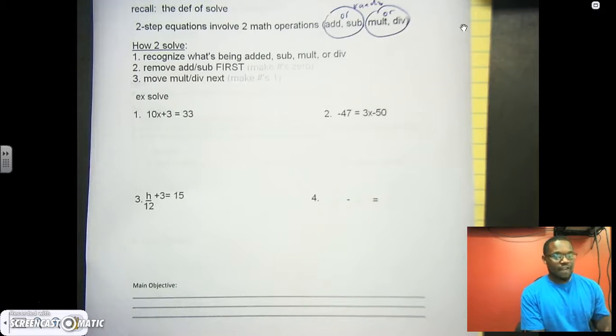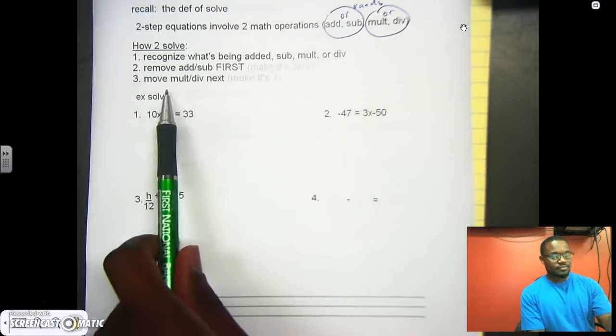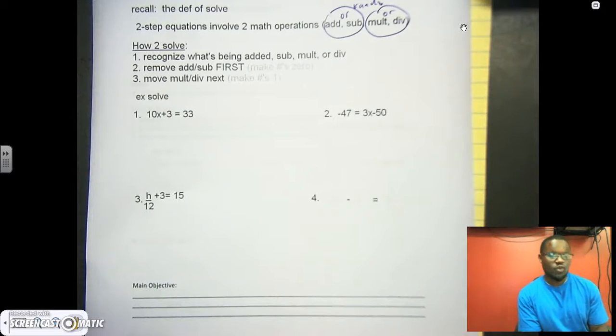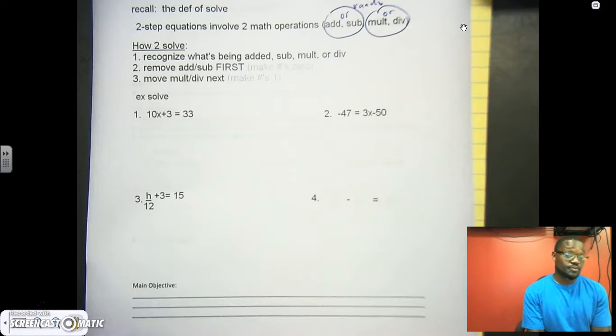Then, after we do that, we make the number that's with the variable 1 by doing multiplication or division, or the inverse of what we actually see. So in short, what we're about to do is first remove our addition and subtraction by doing the opposite sign to both sides, and then remove our multiplication and division by doing the inverse of the operation that you see.